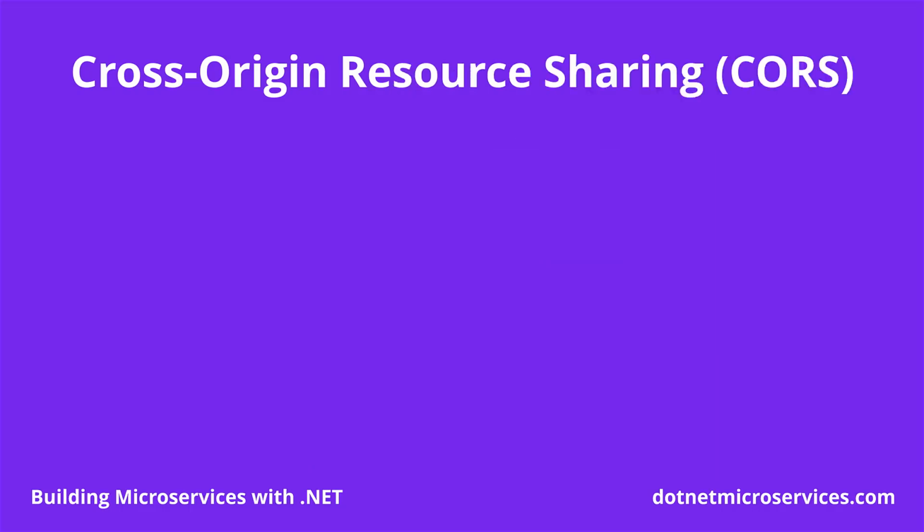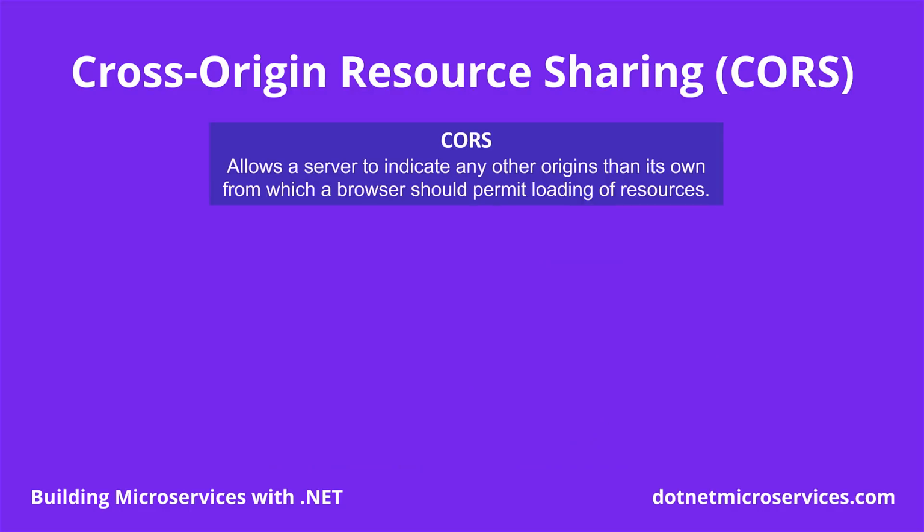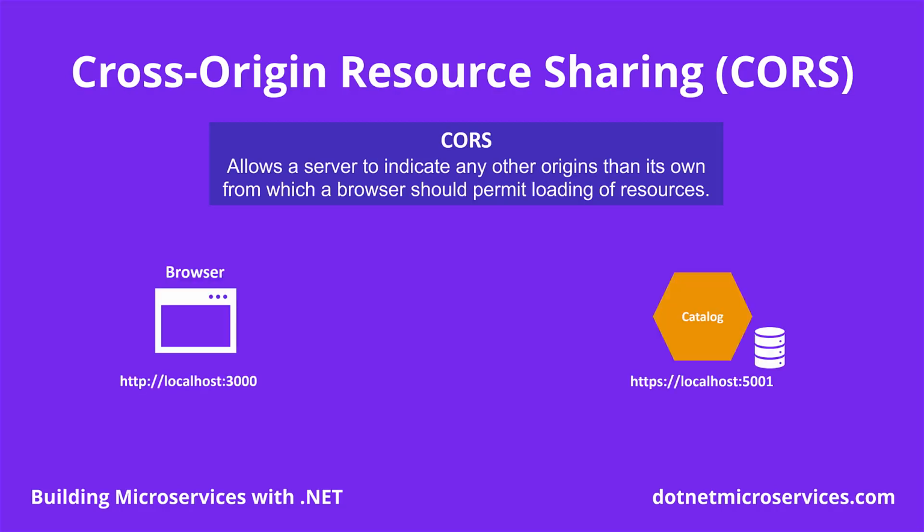Here's where CORS comes into place. CORS allows a server to indicate any other origins than its own from which a browser should permit loading of resources. Here's how it works. Once again, the browser has loaded the front-end page. Now, the catalog section is requested and a GET request is sent to the catalog microservice. And since catalog is hosted in a different origin, the browser appends the origin header.